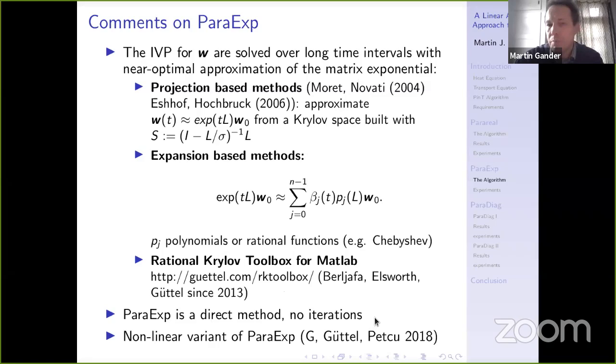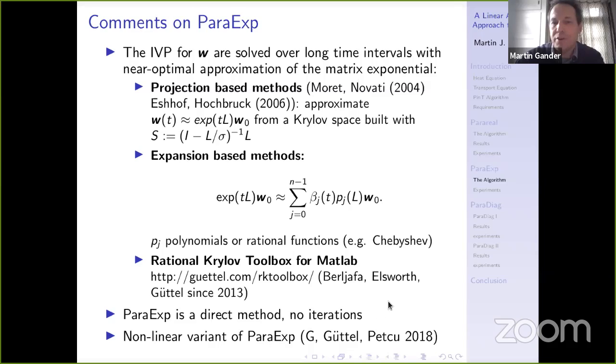Now, an interesting property of ParaExp is it's a direct method. There is no iteration. It just solves the problem in a parallel manner in space-time by two steps, solving V problems and solving W problems. And in my example, I had two, but you can have 10, 100, 1,000.